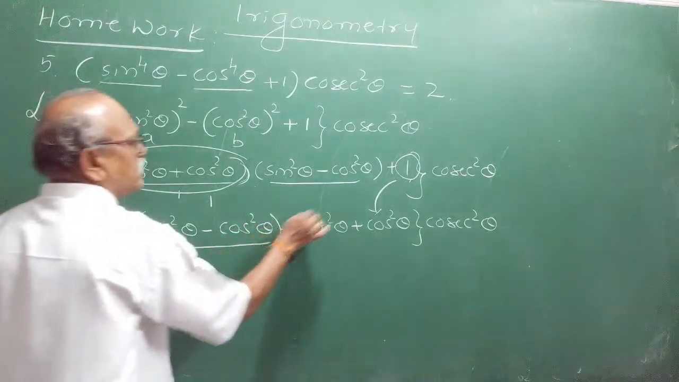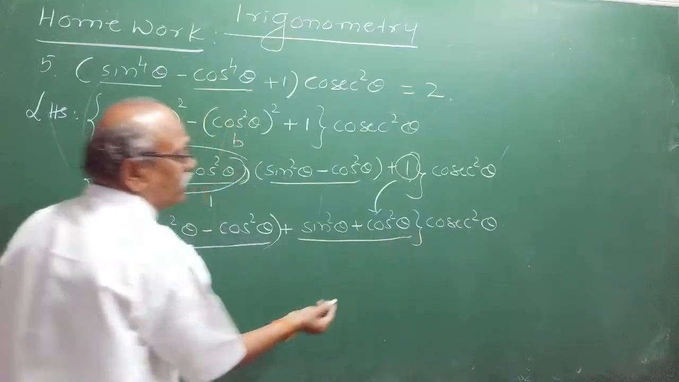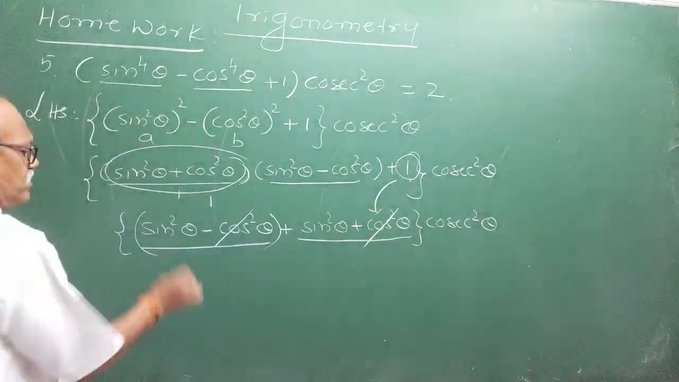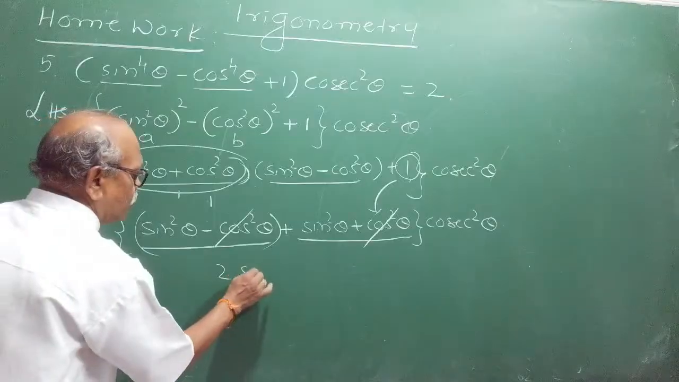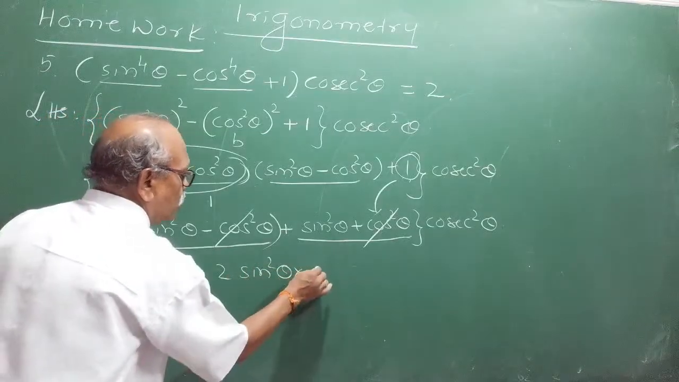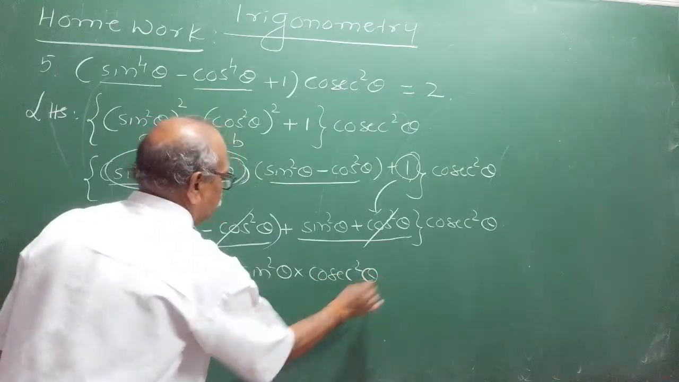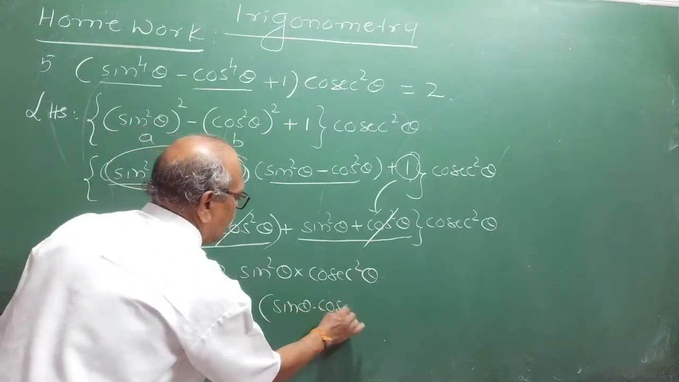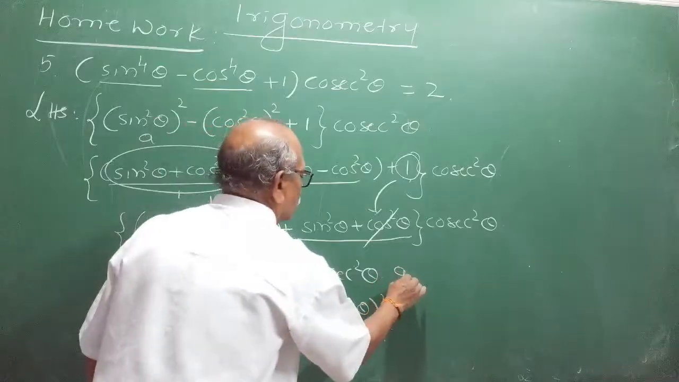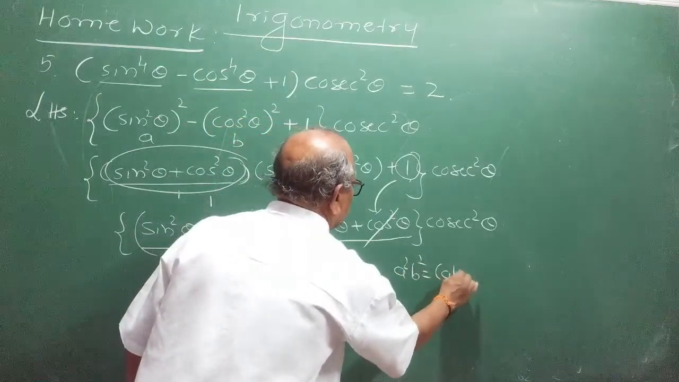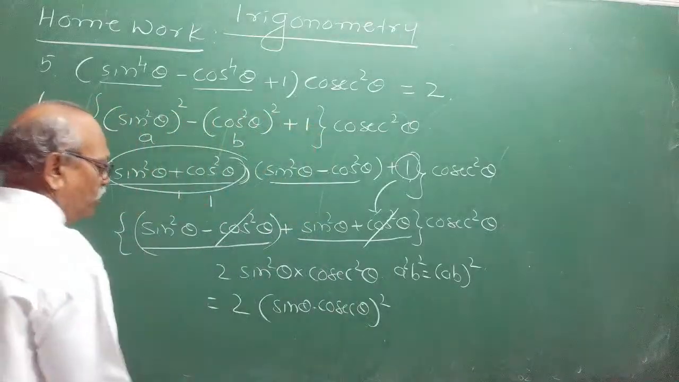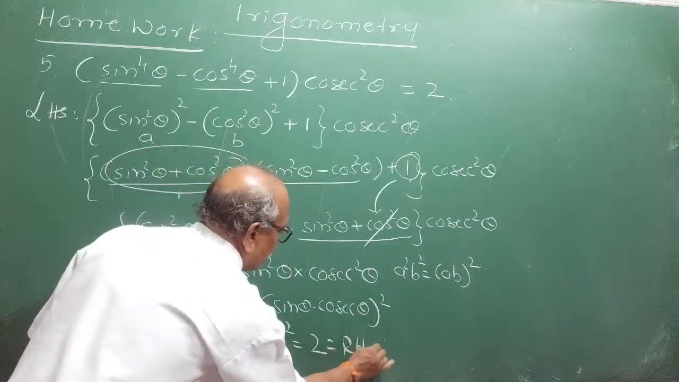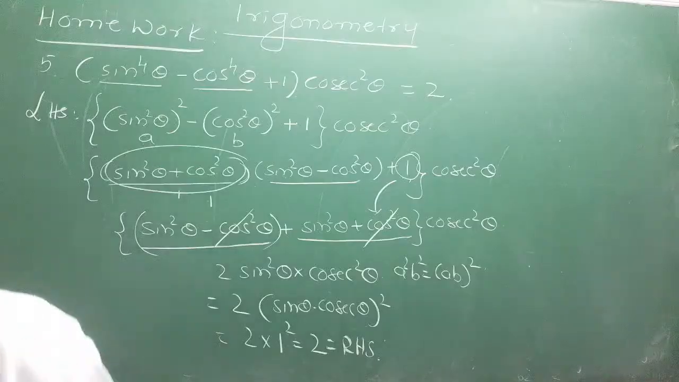This part plus this 1, I am writing it as identity. Look at the use of identity. See, minus cos square theta plus cos square theta cancels. Sin square theta plus sin square theta becomes 2 sin square theta. I will remove the bracket. Into cosec square theta. Now you can write this as sin theta into cosec theta whole square, because a square into b square can be written as ab raised to 2. What is sin theta into cosec theta? Identity is 1 square. You get 2. That is RHS. I hope you must have got it. This is a first level question.